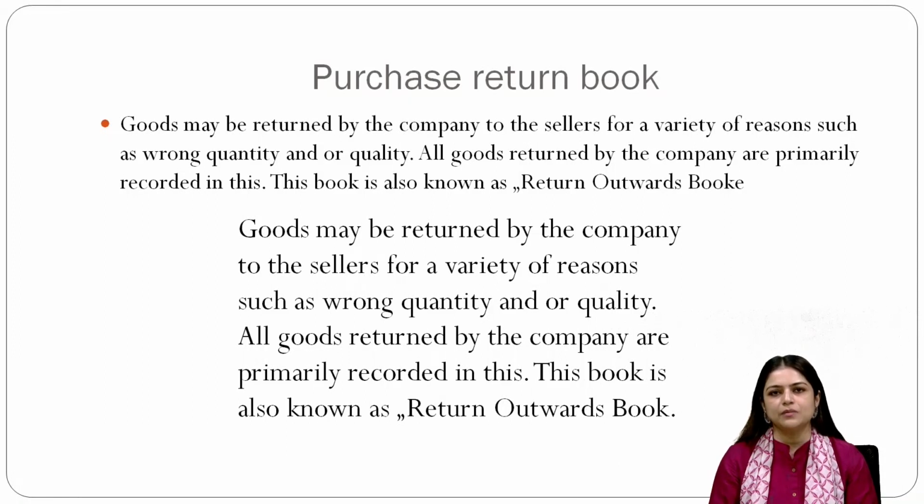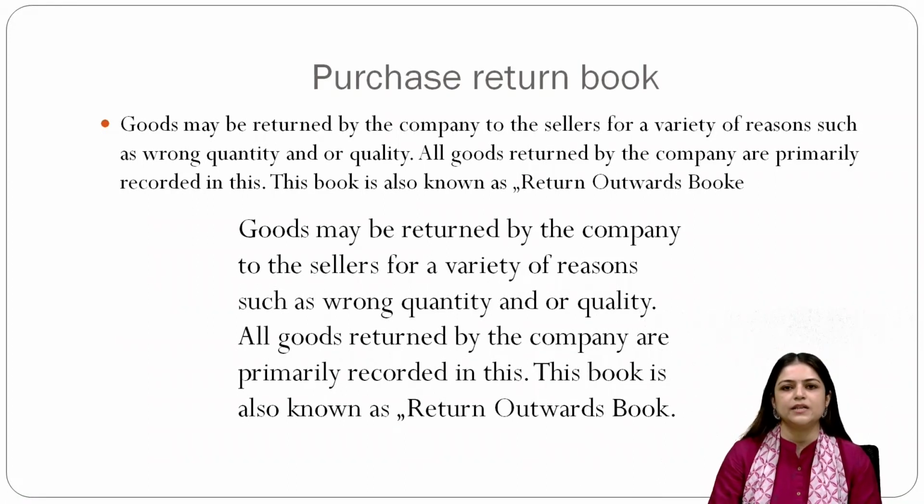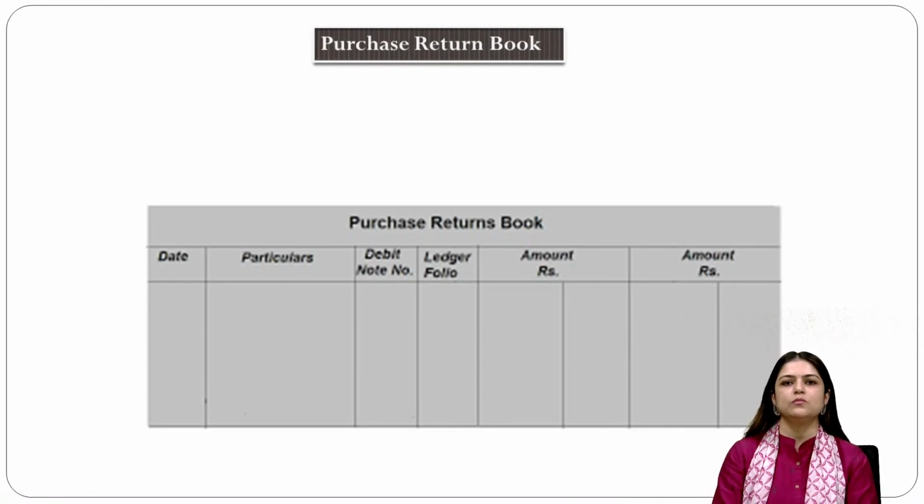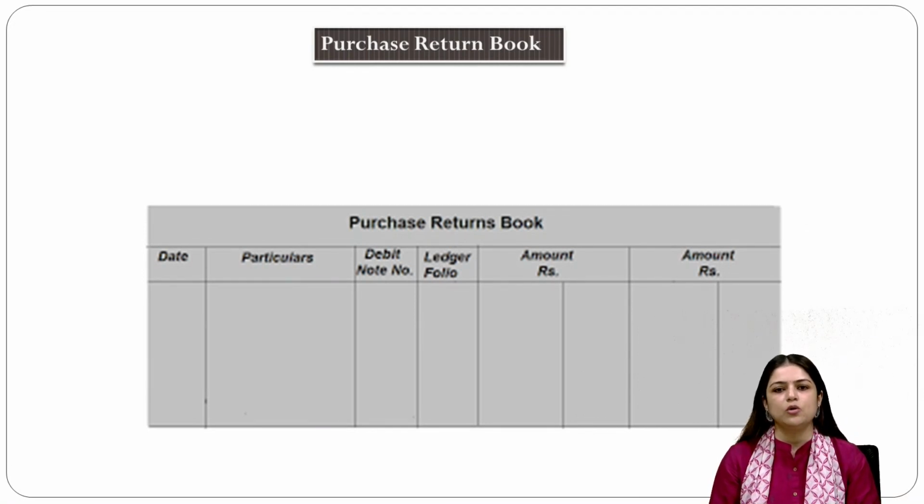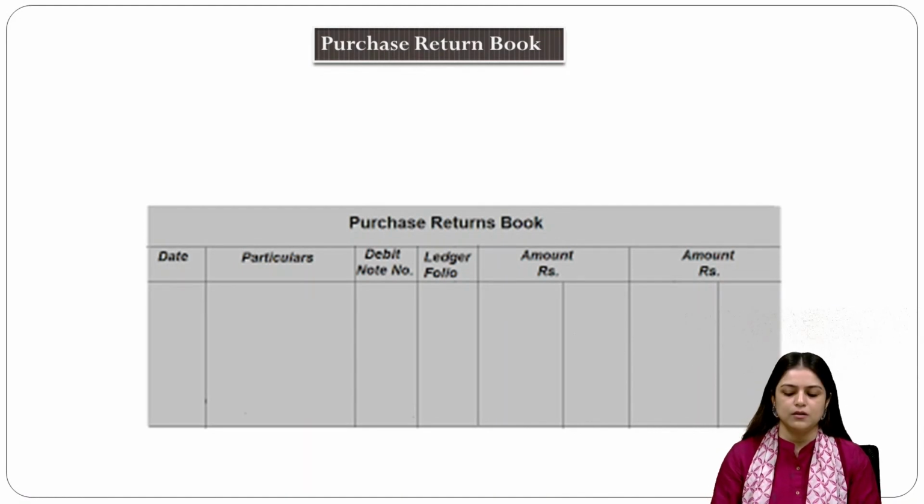Means that there is something missing. Either the quality is not okay, or the quantity is not okay, something is missing as per the actual order. So at that time the purchase will be returned to the supplier, and the entry is made in the purchase return book. So this is called a purchase return book. Here the format is given. What is purchase return book? So the format is date, particulars, debit note number, ledger folio number, amount which is debit and amount which is credit. So this is all about purchase return book.